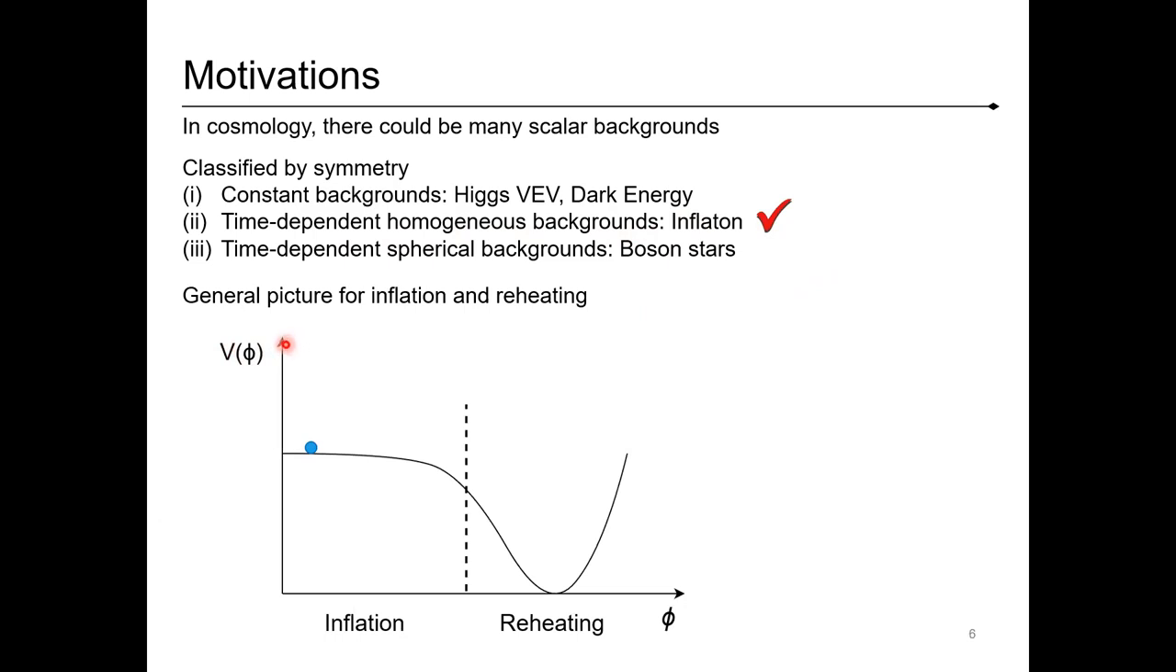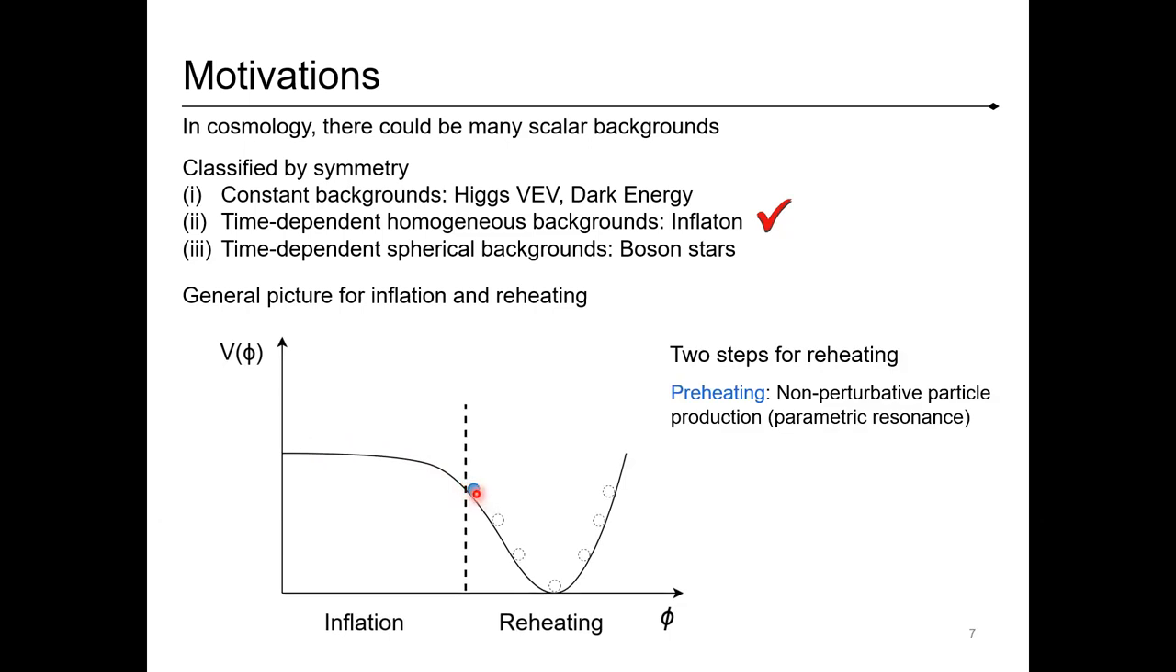Now, this is a general picture for inflation and reheating. Usually we assume a scalar field with such a potential. This may not be precise, but it's just to show how inflation works. In this region, the potential is nearly flat. If the field is located at this point, it would induce inflation and slowly roll down. When the field arrives at this point, it would start oscillating.